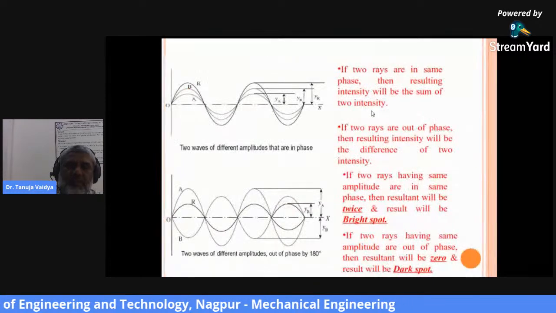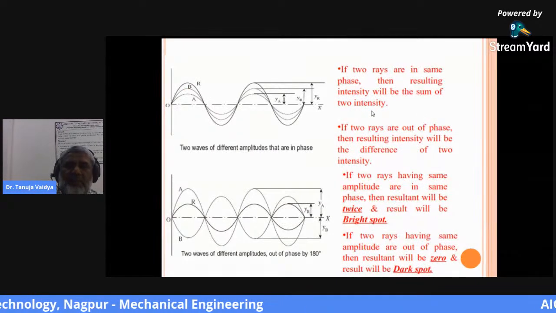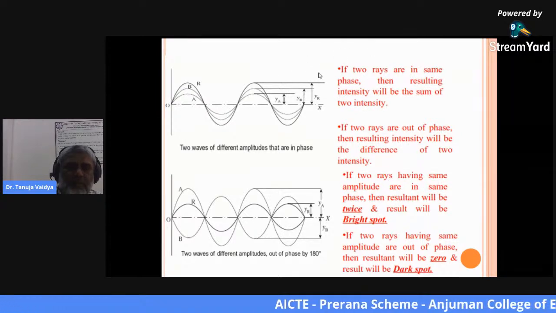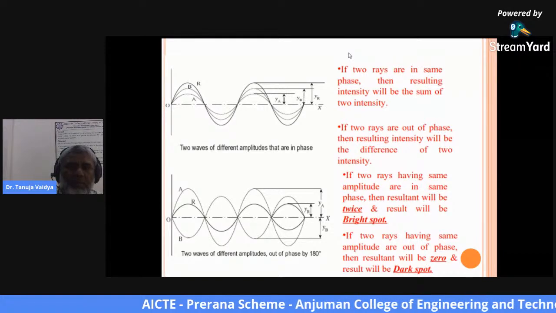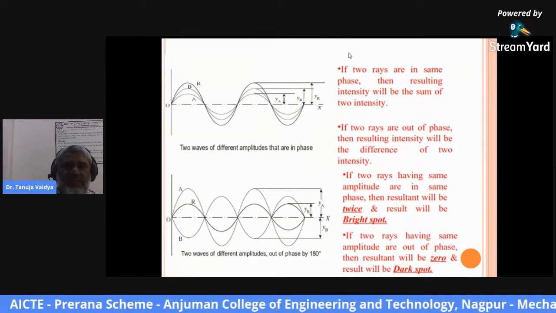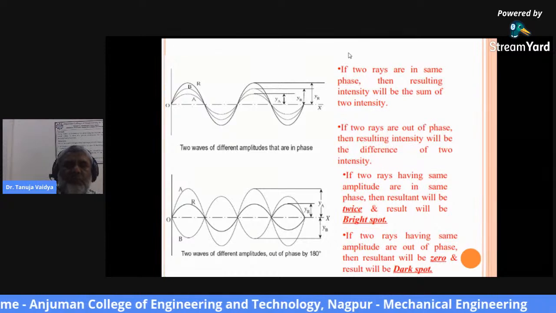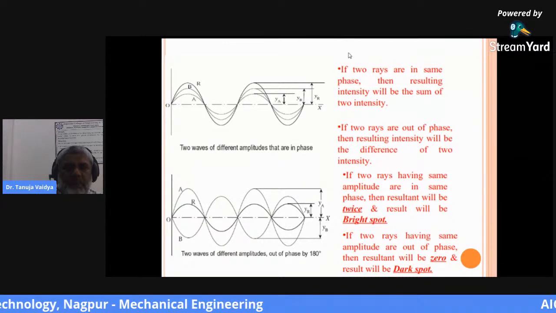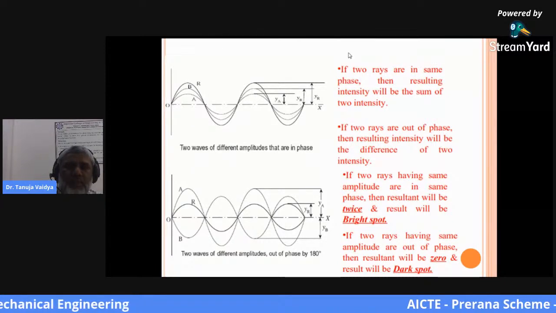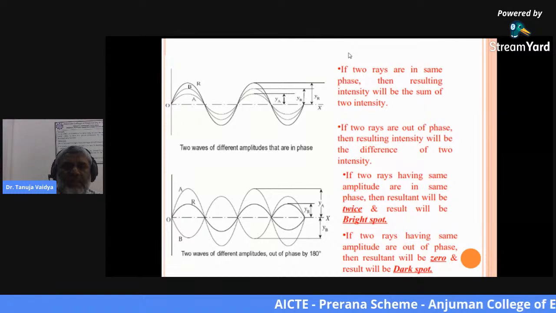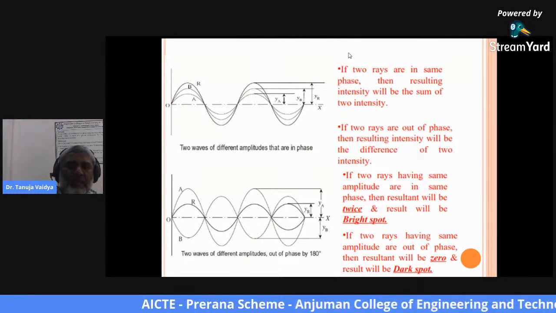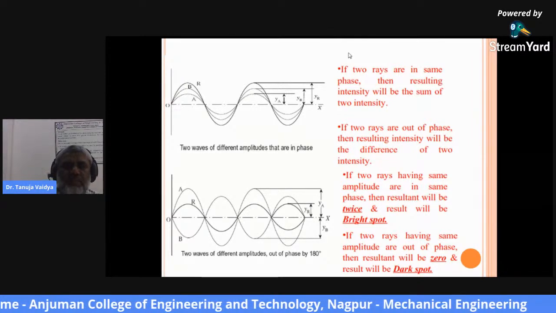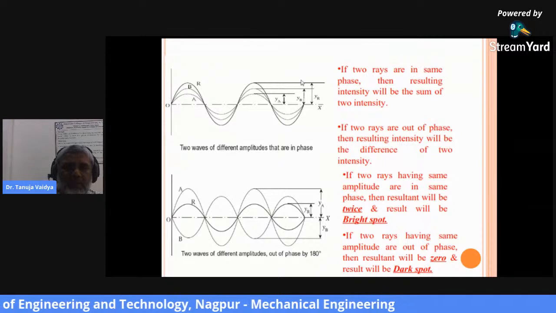Interference. Suppose two waves are in the same phase, this is the wavelength. If the two rays are in the same phase, then the resulting intensity will be the sum of these two waves, or the sum of the two intensities. Now, if these two waves are out of phase, then the resulting intensity will be the difference of the two intensities of these particular phases. If two rays have the same amplitude, this is the amplitude.